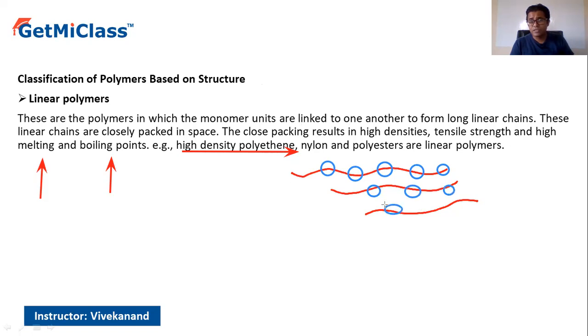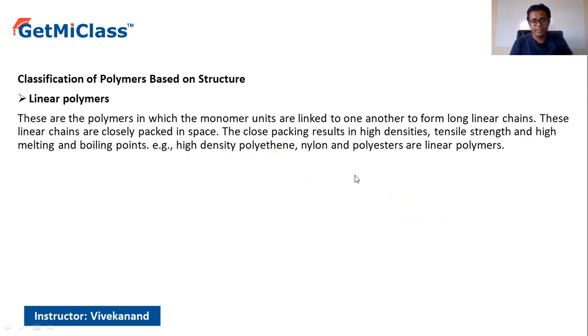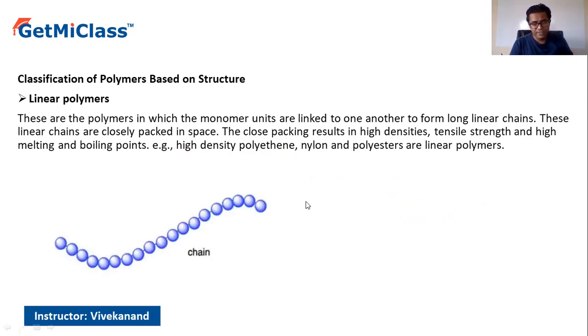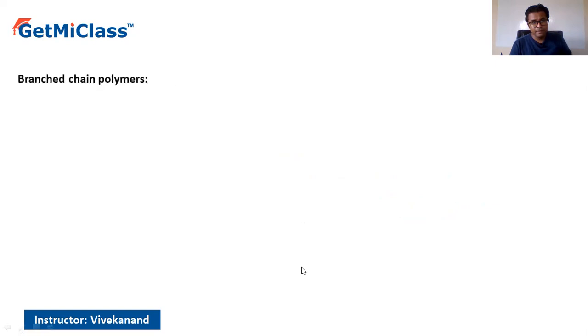As a result, these polymers are held close to each other, resulting in higher density, higher tensile strength, and of course, higher melting point and boiling point. So this was about the linear polymers. This is a representation for the chain polymers or the linear polymers. Now, branched polymers.